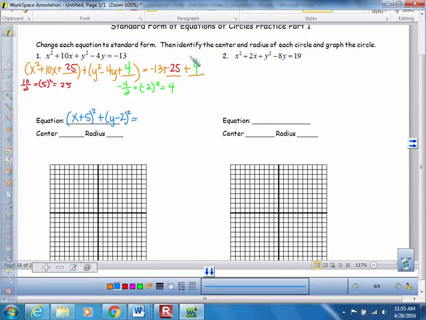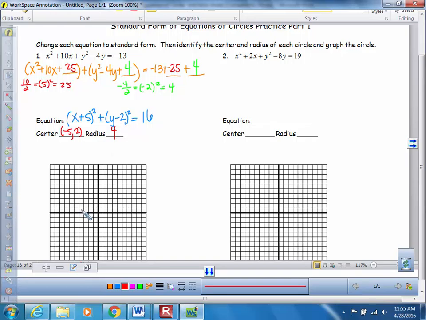And then we're doing negative 13 plus 25 plus 4. So I know 25 plus 4 is 29. I add 13, and that gives me 16. Now, the center still swaps, so our center would be negative 5, comma 2, and then to get the radius, we'd take the square root of 16, which would give us 4.